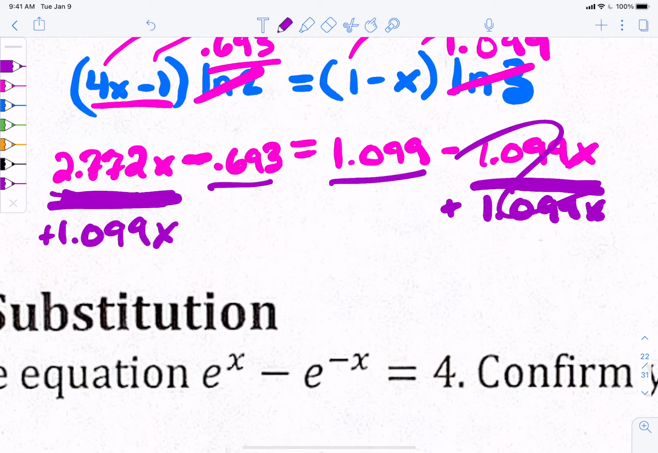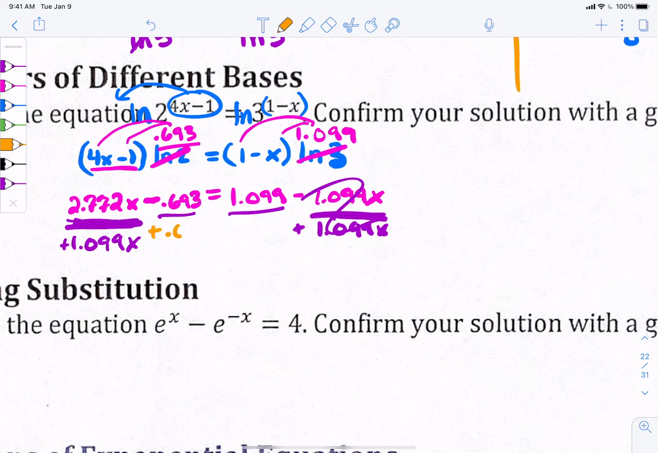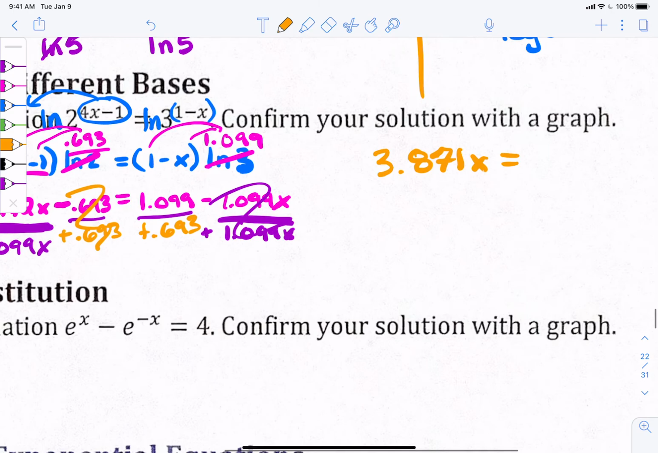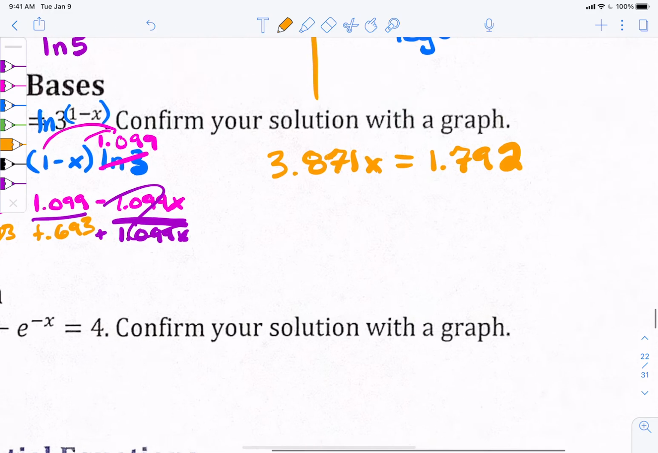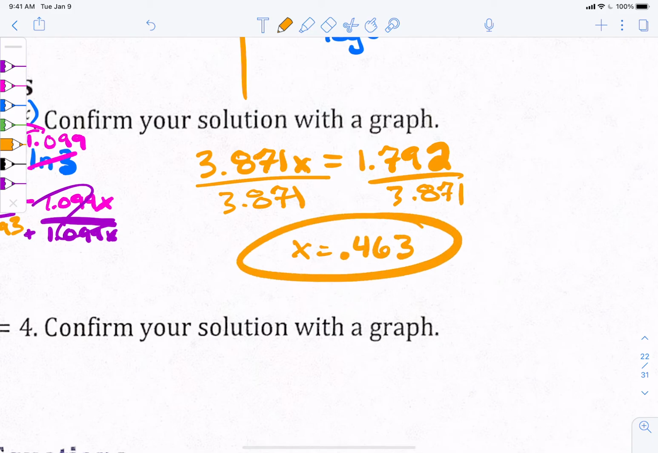Okay, so he's gone now. And add the 0.693. Can we do that at the same time? Yeah. 0.693 plus 0.693. Okay, so he's gone from over here. So on the left side, I think 3.871. Yep, 3.871x equals, and then if you add the 1 to the 0.693, 1.792. Now divide by 3.871. And x is something like 0.5 something, maybe. 0.463. Yeah, there you go.